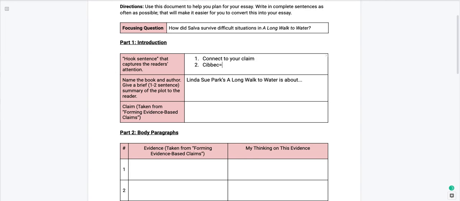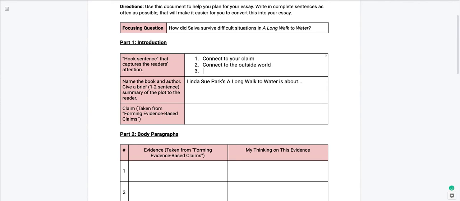You could also connect to the outside world. So you could say something like, refugees are a big problem in the world. In A Long Walk to Water, we get the story of one refugee boy named Salva. And then you could launch straight into your summary. Or you could drop us into the action.